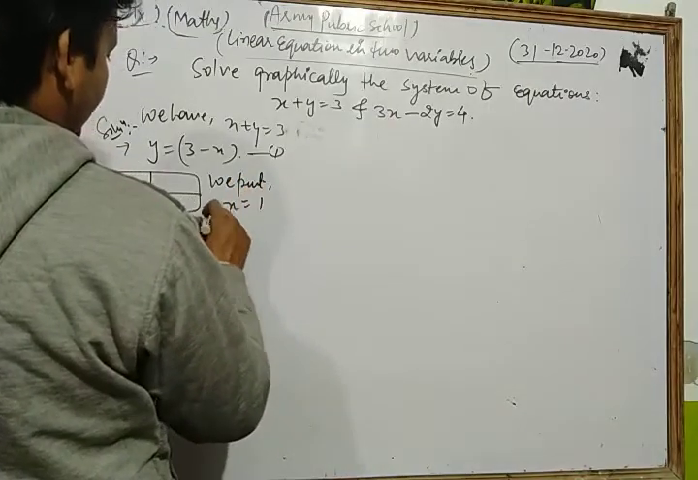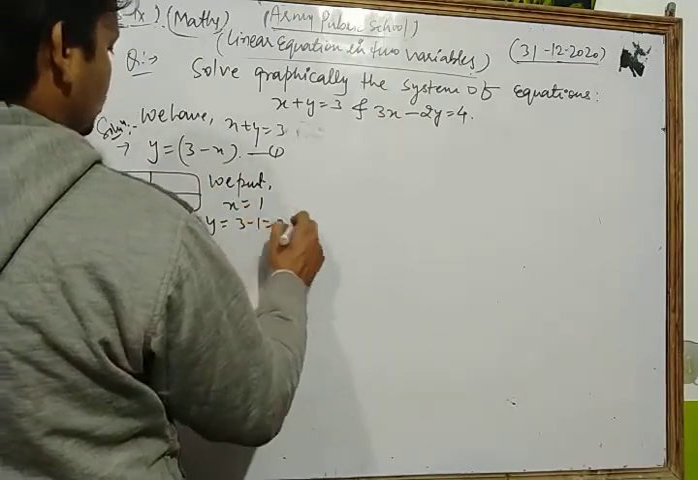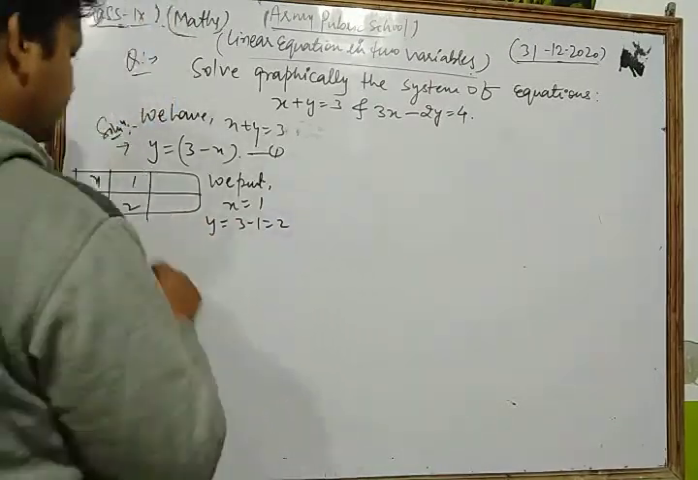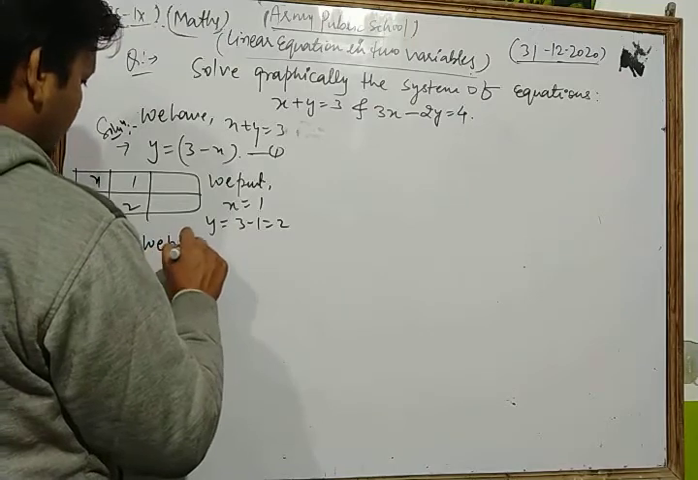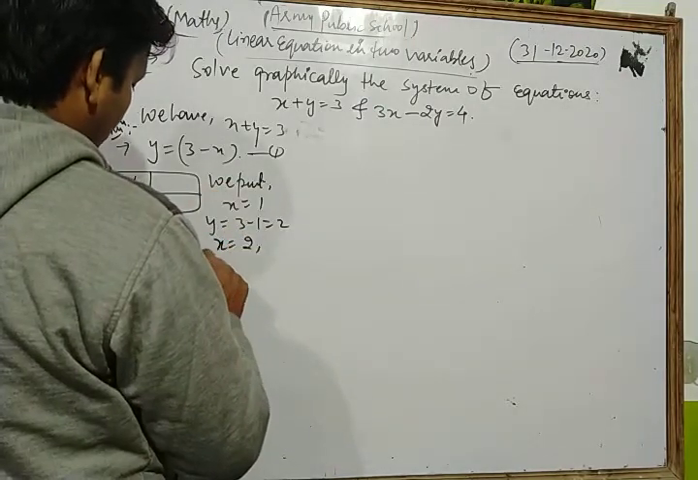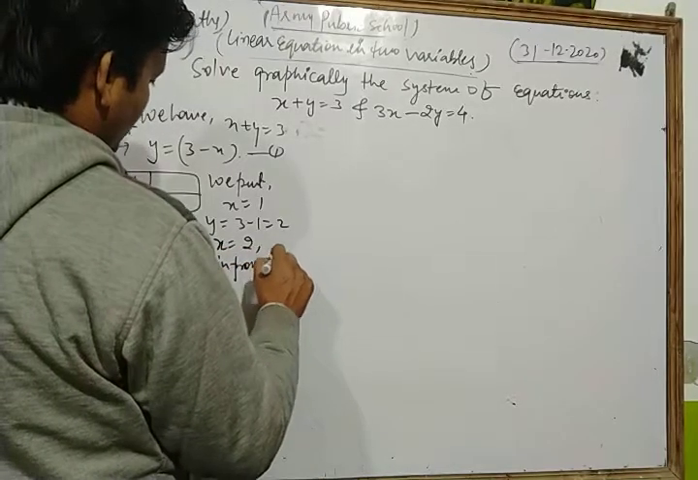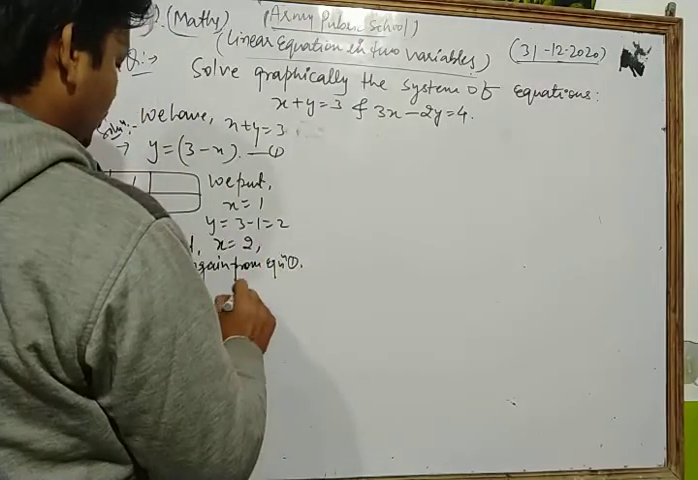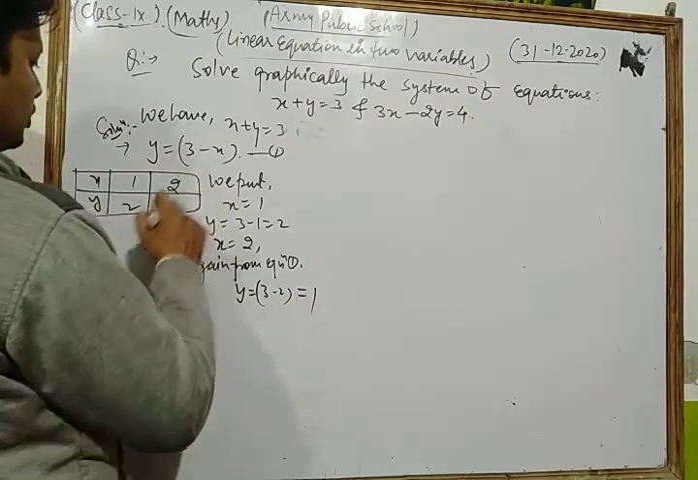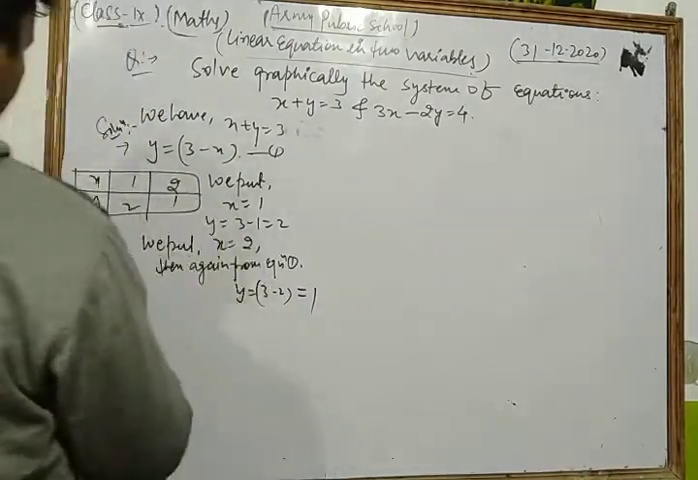Let's see. We put x is equal to 1, then y is equal to what? 3 minus 1, that is 2. So 1 and 2 is one solution of the given equation. If we put x is equal to 2, then again from equation 1, y is equal to 3 minus 2, that is 1. So if we put x is equal to 2, then we get y is equal to 1.